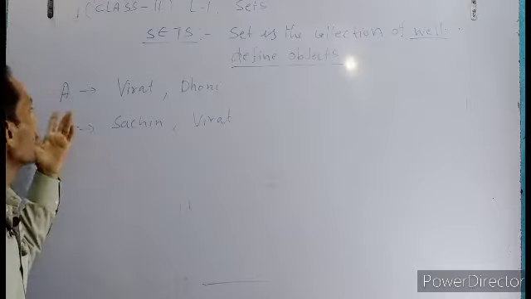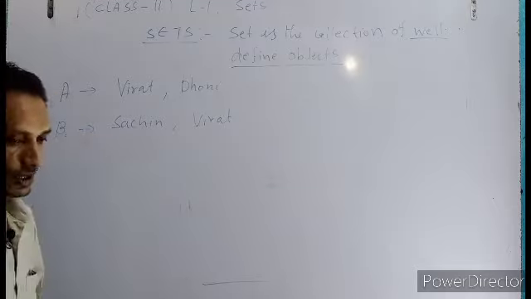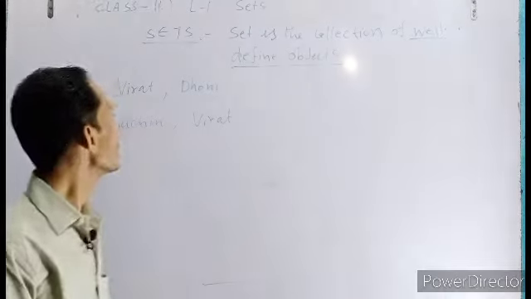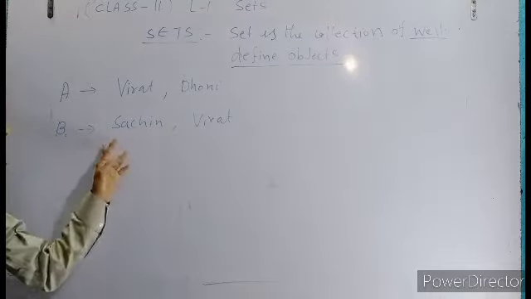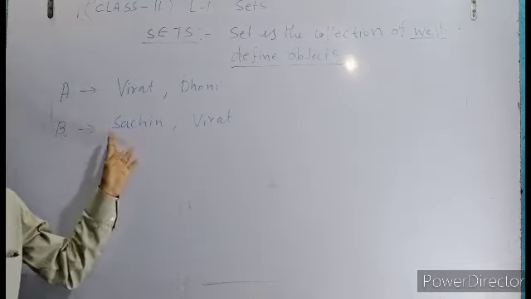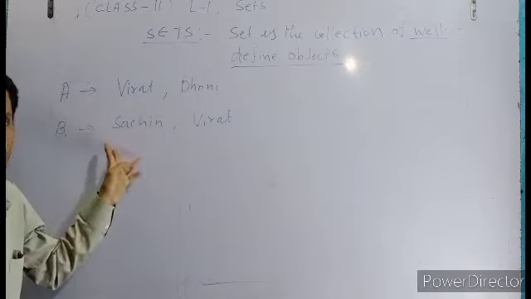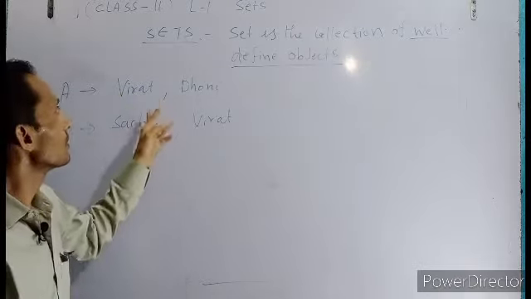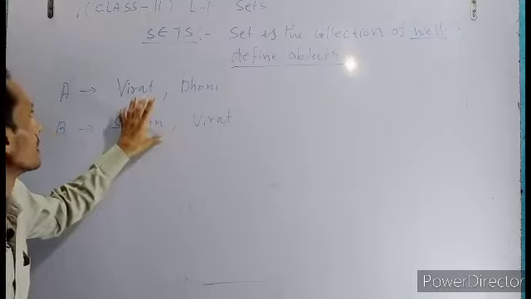So how can we say whether it is well-defined or not? What is well-defined? Well-defined means the views or expression should not change from person to person. Otherwise it will not be well-defined. So that is not well-defined.